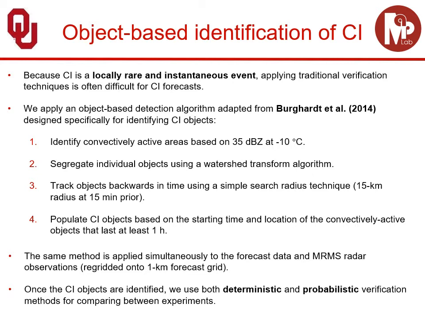Basically, we start with identifying convectively active objects based on regions of composite reflectivity greater than 35 dBZ. And we look for this threshold at the -10 Celsius level. And that allows us to remove any potential bright banding effects that could lead to spuriously large reflectivity and spurious CI objects to be detected. Then we track these objects backwards in time to find their starting time and location, and those two properties make up the CI object. And we apply the same method to both the forecast data and MRMS observations. That way we can verify the forecast quality using both deterministic and probabilistic methods.